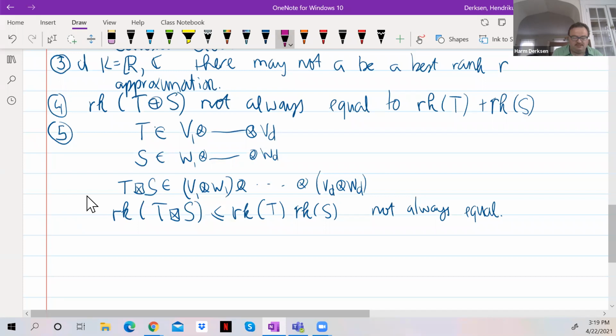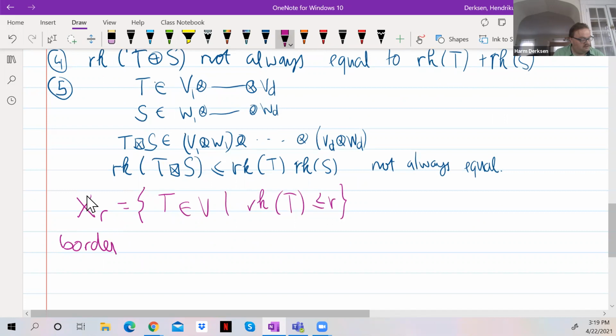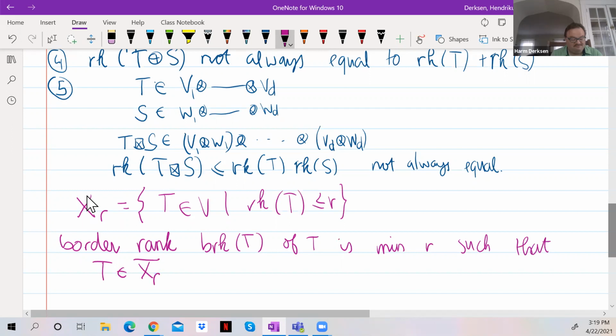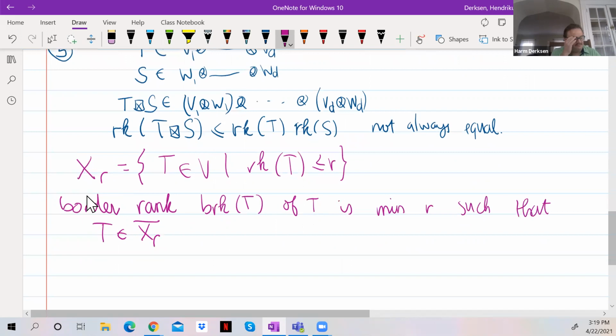To deal with some of these complications, there's also this notion of border rank. Remember, I defined X_R to be the set of all tensors that have rank at most R. Now we can define the border rank of T as the smallest R such that this tensor lies in the Zariski closure of this set. So that's kind of an easy way to get around it. Anyway, people have also been interested in this notion of border rank.